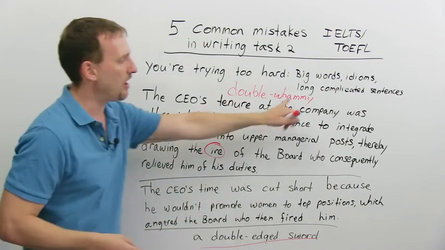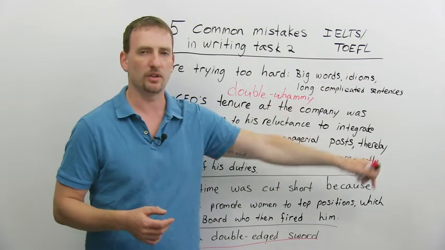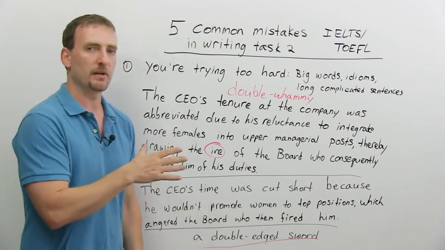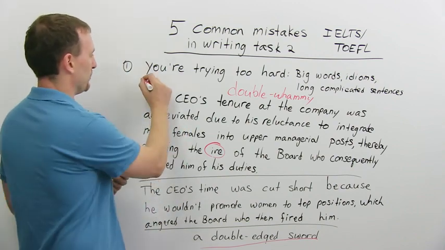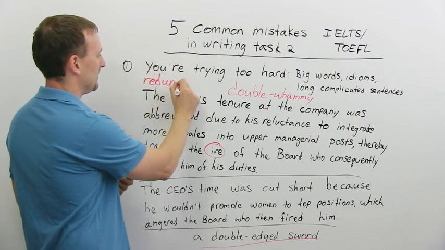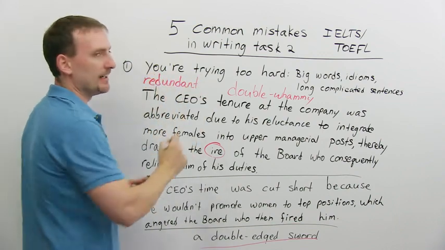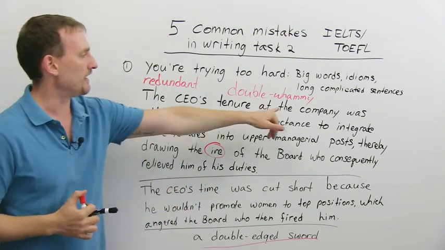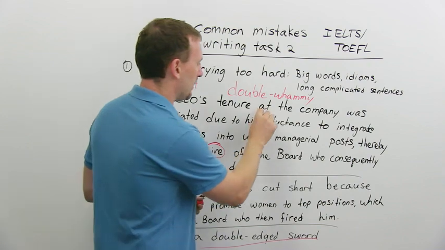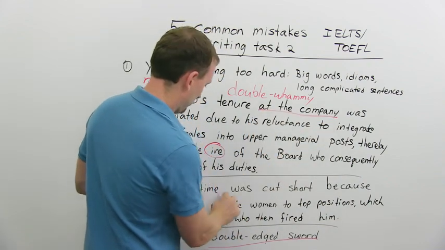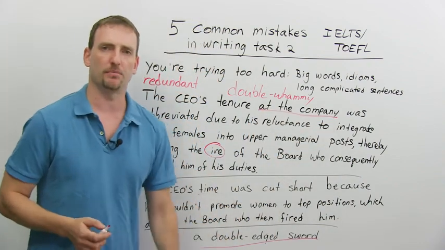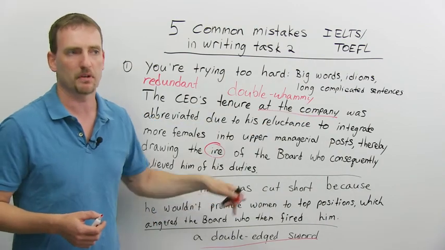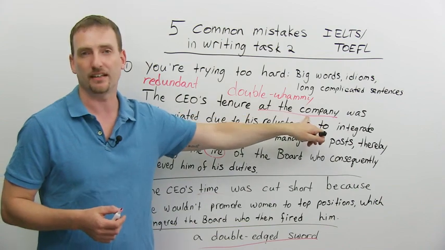Now, another thing, long, complicated sentences. They don't need to be. Remember I said the run-on sentences. Now, another thing you have to worry about is redundancy. This is a big word, but I'll write it here. If something is redundant, it means it's unnecessary. The CEO's tenure at the company. Now, here you notice I put at the company. Here, I didn't put the company. Why? A CEO is a head of a company. It's understood that the time at the company. I don't actually need to say it.